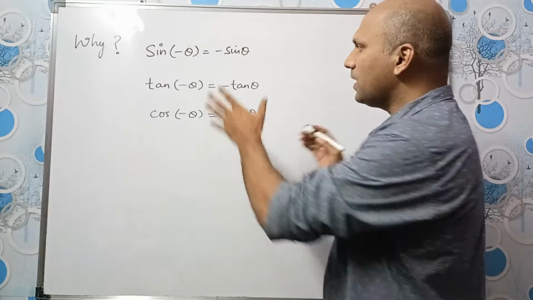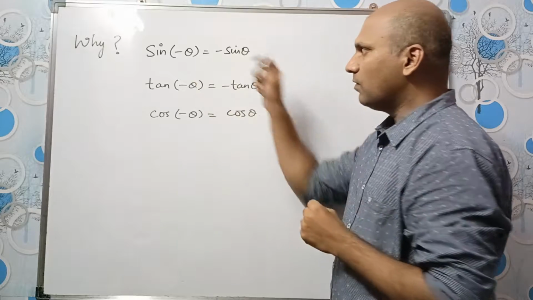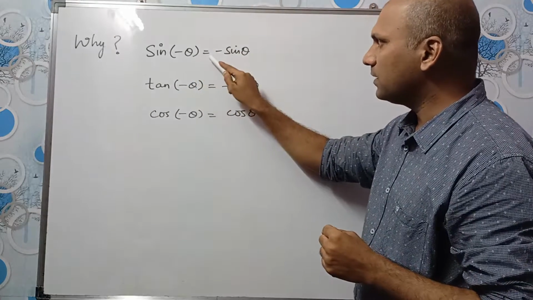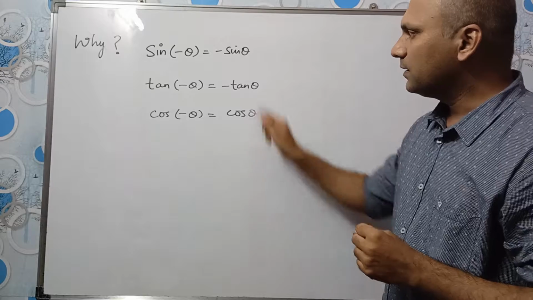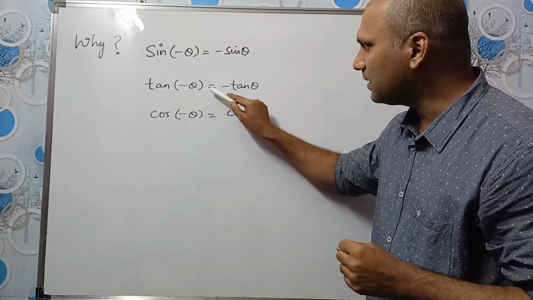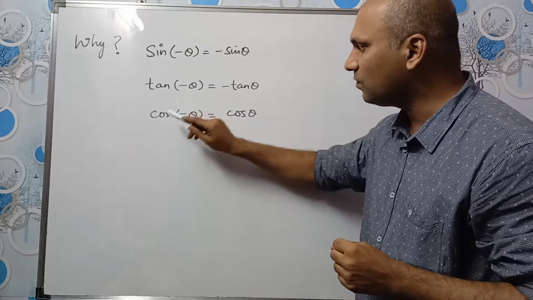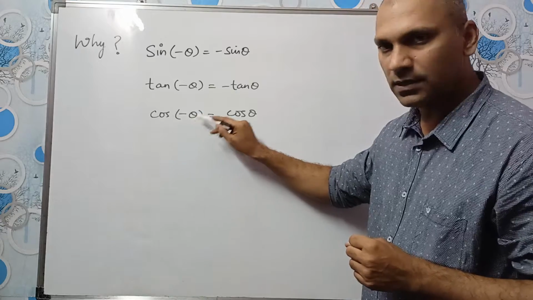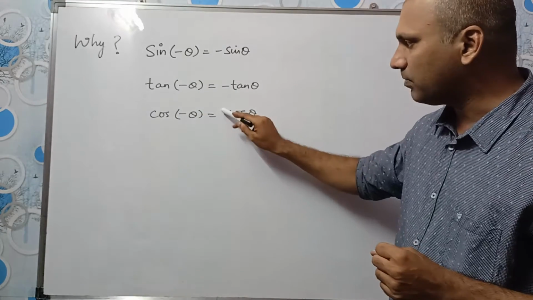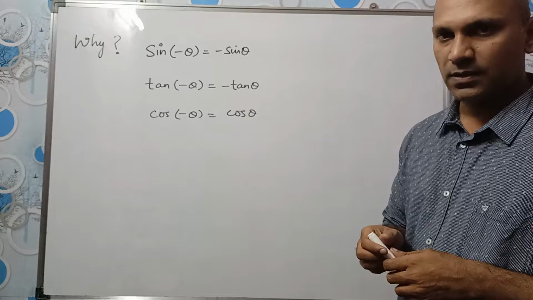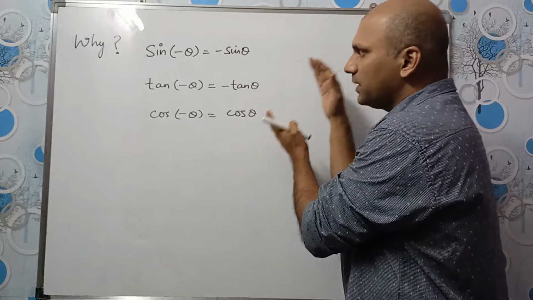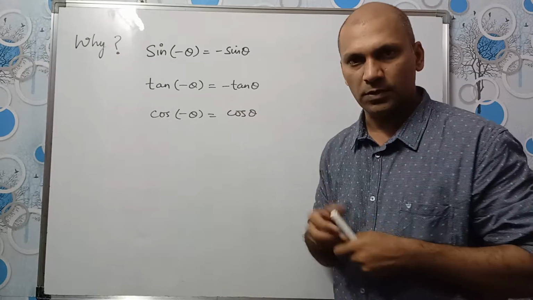In the first video, I forgot to explain this. Sine minus theta is equal to minus sine theta. Tan minus theta is equal to minus tan theta. And cos minus theta is equal to cos theta. In this video, I'll explain why, and we'll do a few problems.